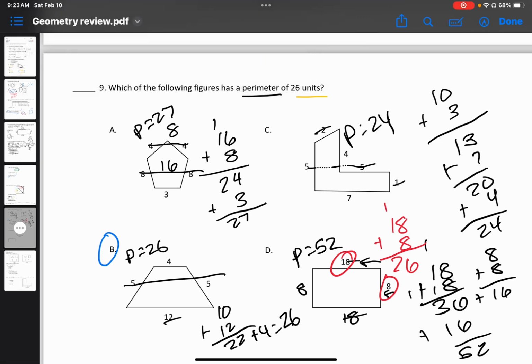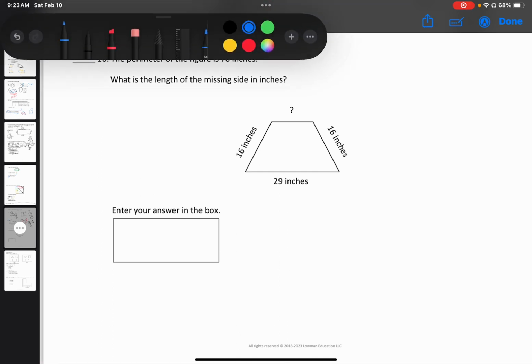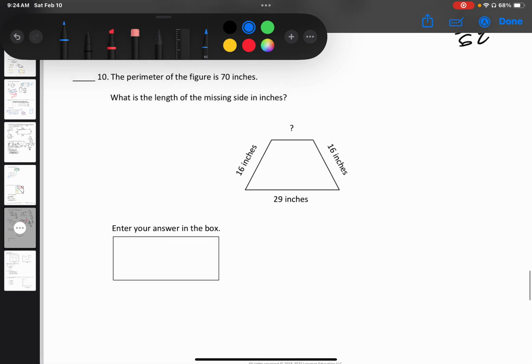Right. Let's move to 10. The perimeter of the figure is 70 inches. What is the length of the missing side in inches? We've worked on this also. How do you find a missing side length if you have a known perimeter? To do that, step 1 is going to be add up what you know. So in this case, we know one side is 16, one's 29, and the other is 16. Let's put those together.